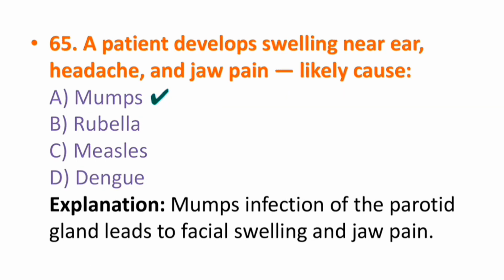A patient develops swelling near the ear, headache, and jaw pain. Likely cause? Option A, mumps, option B, rubella, option C, measles, option D, dengue. The correct answer is option A, mumps. Mumps infection of the parotid gland leads to facial swelling and jaw pain. Mumps causes swelling near the ear, headache, and jaw pain.